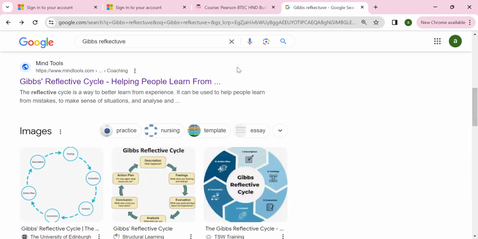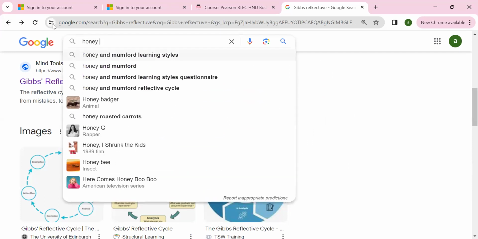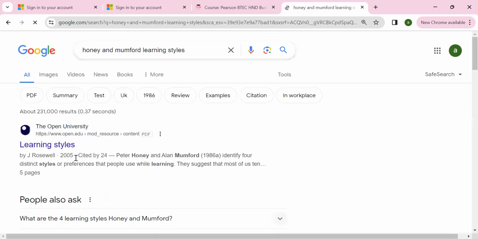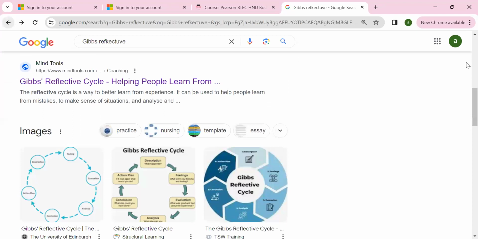There is another model called the Honey and Mumford model as well. Honey and Mumford model, yes, learning style and reflection. So we can look around these. Different people have different learning styles, which is quite crucial, and we can explore and use these in different settings of the organization.